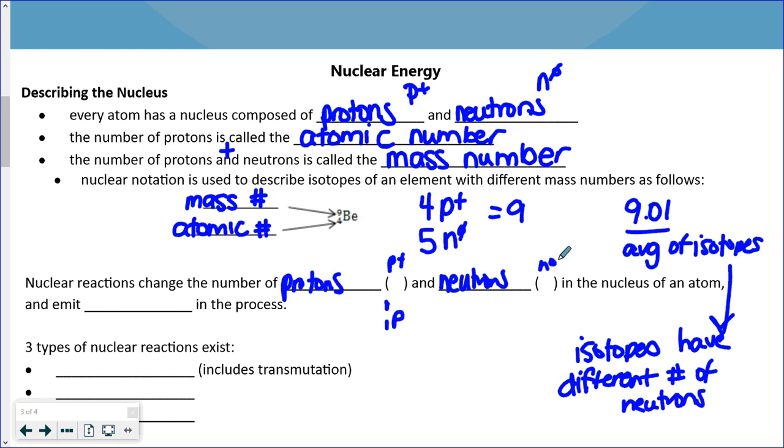Nuclear reactions can also change the number of neutrons. I sometimes write it as N0, but the other way that we could write it is 1 N 0, because when we have it written in this form, the number at the bottom is your number of protons. In 1 proton, there's 1 proton. In 1 neutron, there's 0 protons, but it has a mass number equal to 1. A neutron has a mass number equal to 1 because 1 neutron provides 1 mass. 1 proton provides 1 mass as well. So it can change your number of neutrons, protons, and it can also emit energy in the process.